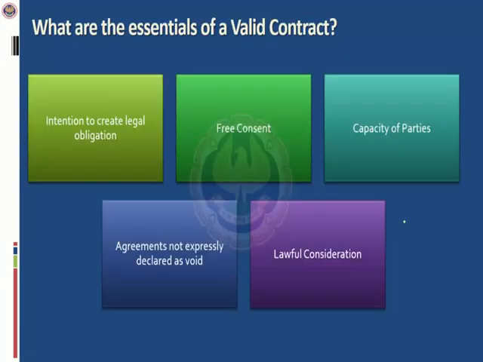Now, the essentials of a valid contract. The first is the intention to create a legal obligation. Now, this obligation is a legal relationship. That is, there should be nothing which says that it is a social relationship, something out of love and affection where I cannot go back and claim my remedy from the court of law. Second, there should be consent, and more than that, there should be free consent.